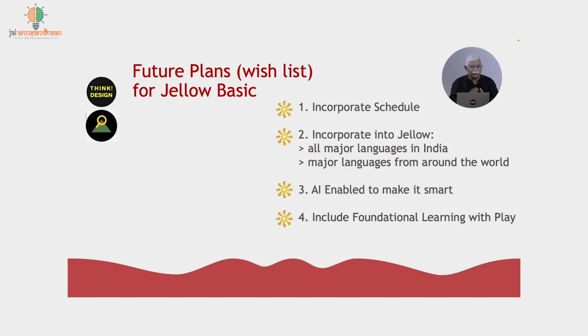And of course, we have our own wish list. We would like to incorporate scheduling into Jellow. We also want to make sure that all the major languages in India are covered. Right now it's 13, and we'll go next to Asia and then the rest of the countries. So it's being done slowly, one by one. Of course, AI seems to be an excellent enabler to make it smart. So that's something that we are working on. And also to include in Jellow the basic foundational learning aspects of it, so it can be used in the classroom. So this is our wish list, and we are all working towards it.